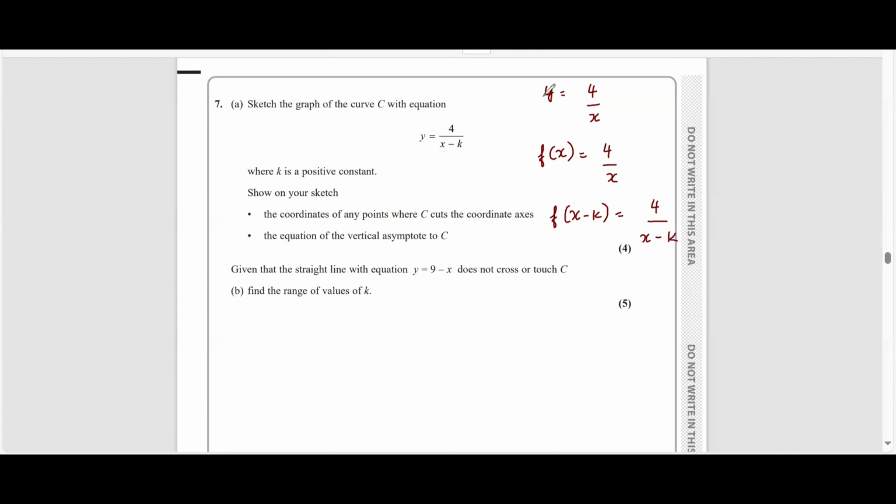I repeat, if y equals 4 over x, instead of y we can write f of x, same thing. f of x equals 4 over x. Now, we have the denominator as x minus k, but not x. So wherever we have x, just replace it with x minus k. So 4 over x will become 4 over x minus k, and f of x will become f of x minus k. We need the graph of this f of x minus k.